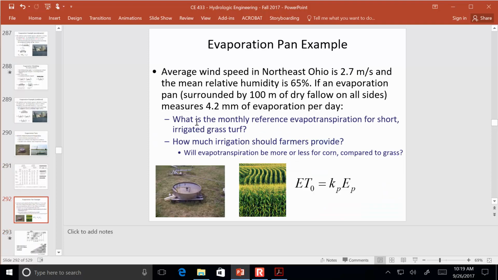So now it's asking what's the monthly evapotranspiration?